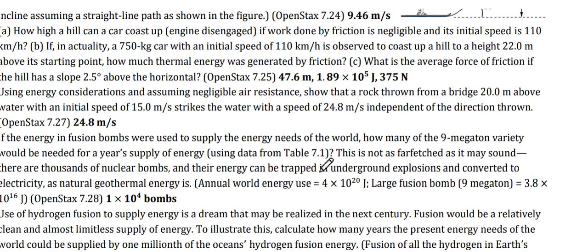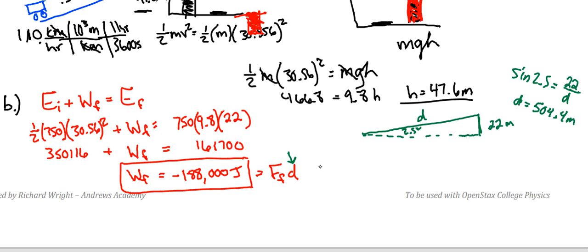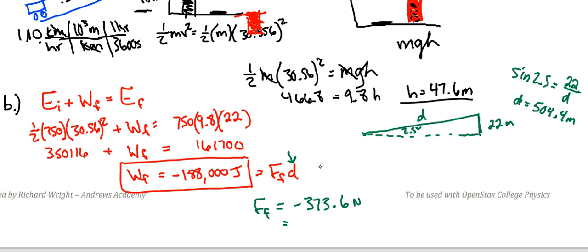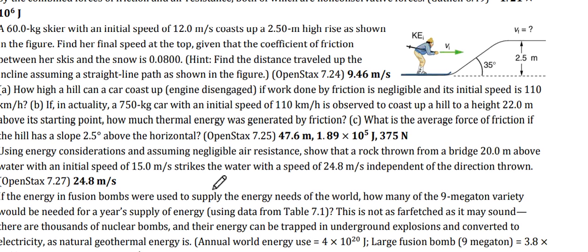What is the average force of friction? Okay. So we plug that in. We're going to take this number, divide it by 504.4, and we get the average force of friction is negative 374 newtons, and it's down the hill. Remember that negative is just giving us directions. So the force of friction, 374, and my answer is right.